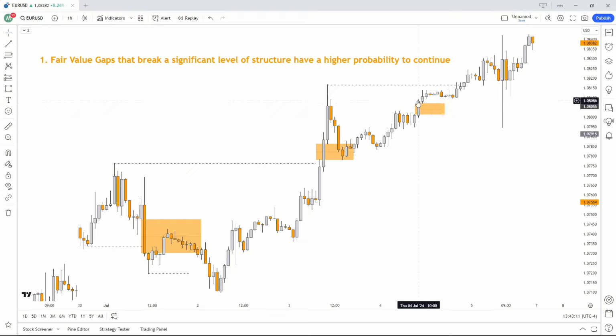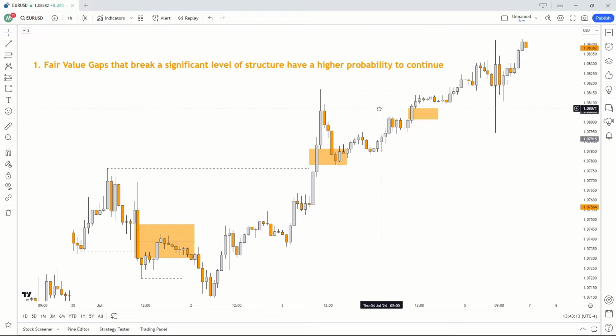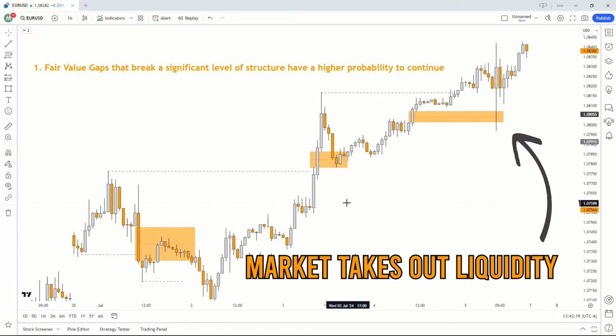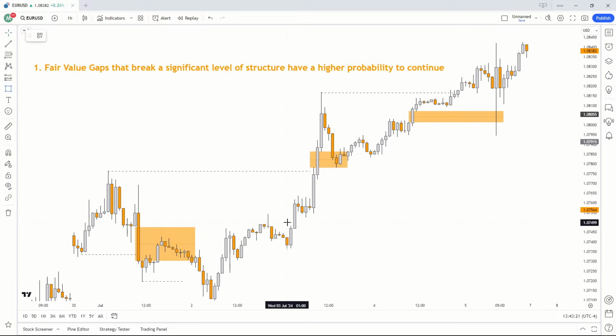We do not really have this candle breaking above any significant levels of structure or liquidity. And as you can see, the fair value gap is not respected very well. Just a general rule of thumb, any fair value gap that breaks a significant level of structure has a higher probability to continue, where you can see that again right here. Break above this candle high right here, where market comes, taps into the fair value gap, and we do continue.